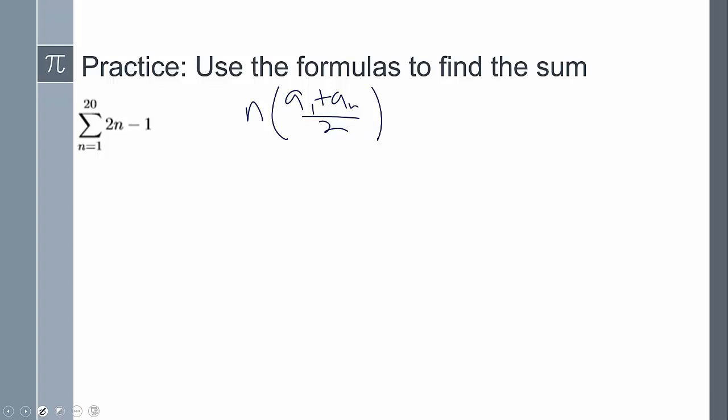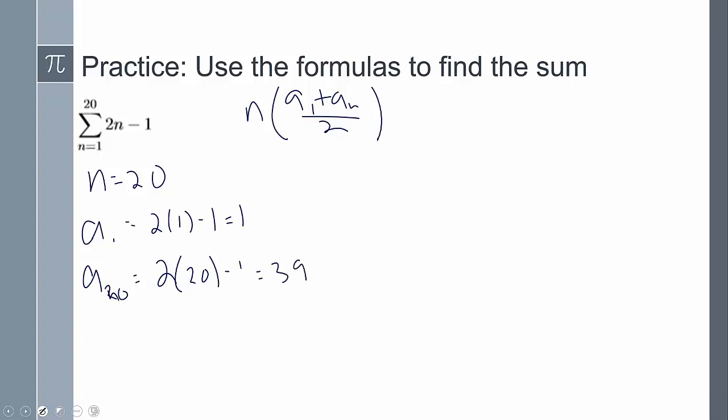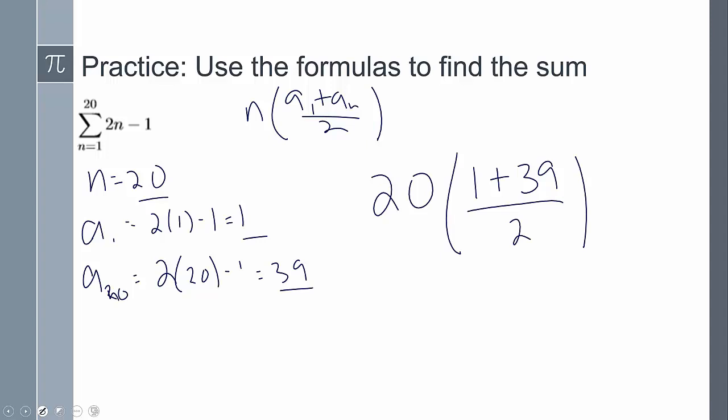So now going over this one here, my n is going to be 20. My first term, it means I got to plug in 1 into my formula. 2 times 1 minus 1, so that's going to give me 2 minus 1, which is 1. And then my a sub n, in this case, which is a sub 20, that's going to be 2 times 20 minus 1, so that's 40 minus 1, which is 39. So now I want to plug those values in. n times a sub 1 plus a sub 20 all over 2. And so the 2 will cancel out, so I get 10. 1 plus 39 is 40. And so 10 times 40 is going to give me 400.